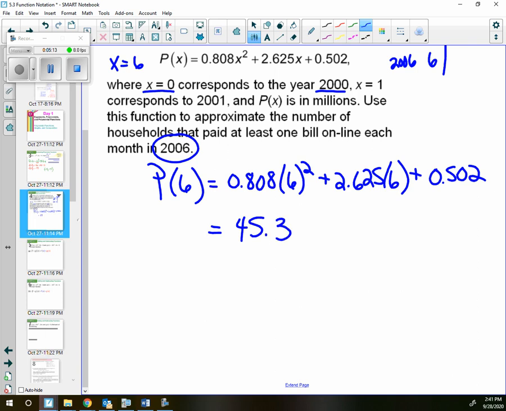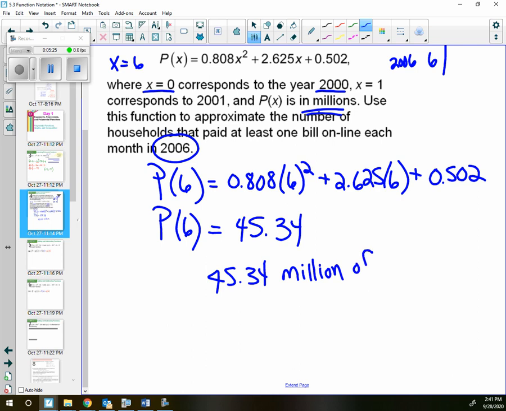And remember what that's in? What are our units in here? It said that the P was in millions. So this would represent 45.34 millions of households, millions, I guess, that paid at least one bill online back in 2006 each month. So that's how many households would have been then.